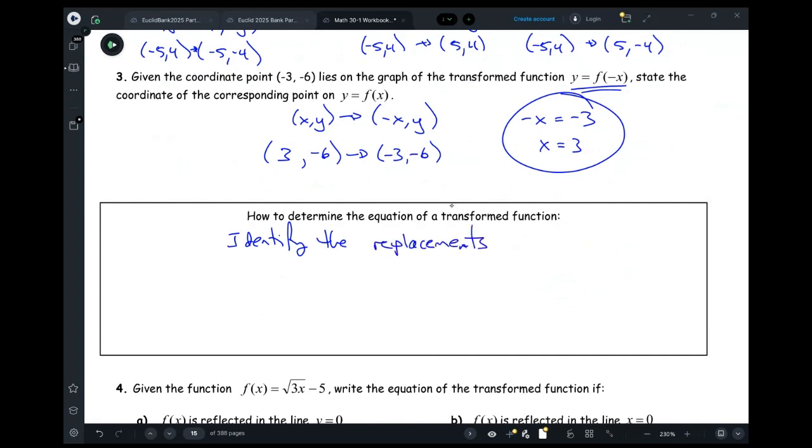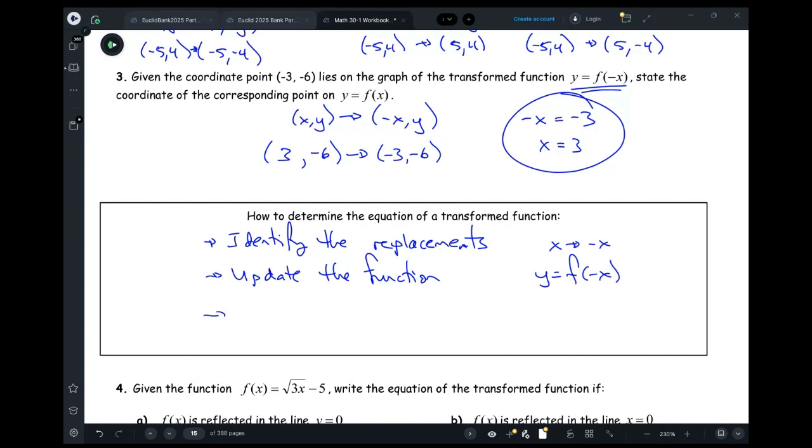Okay, you're going to identify the replacements. What we want you to do here is update the function. So you get your function notation, update your function notation. Identify the replacements. For example, in the previous question, I knew that we were replacing x with negative x. So in my function, it becomes f of negative x.